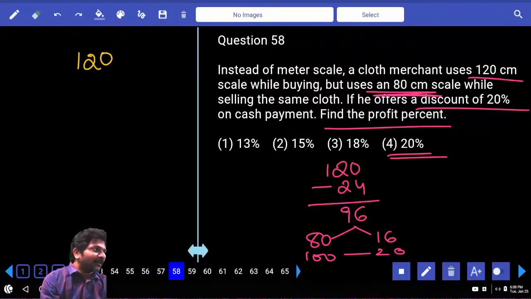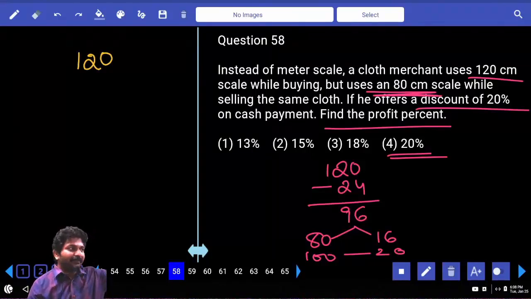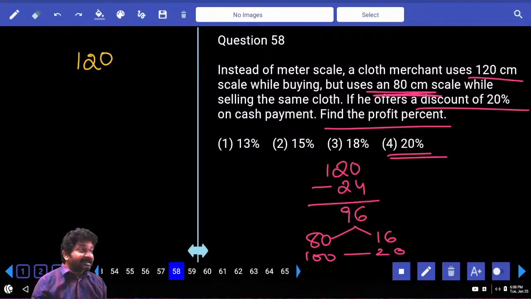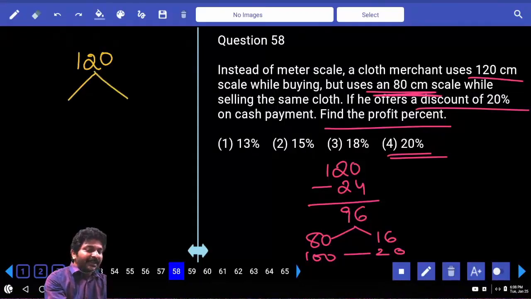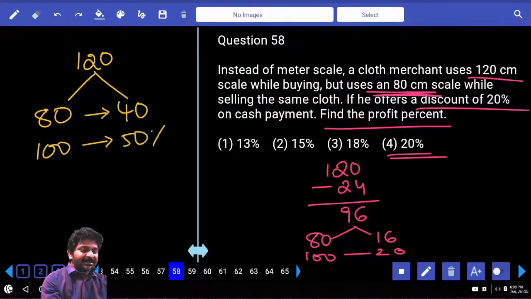Suppose he did not give any discount. For example, suppose this second condition is not there, that he offered a discount of 20%. But the other 2 conditions are same. A customer has come and he is giving only 80 centimeters. So out of 120, customer gets 80 and profit at merchant side is 40. So in such case, profit percent, in the sense per 100, it is 50. Answer becomes 50%.